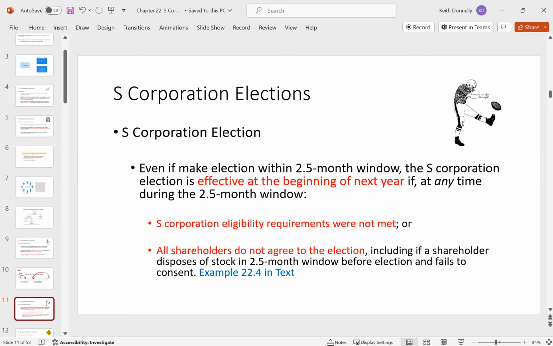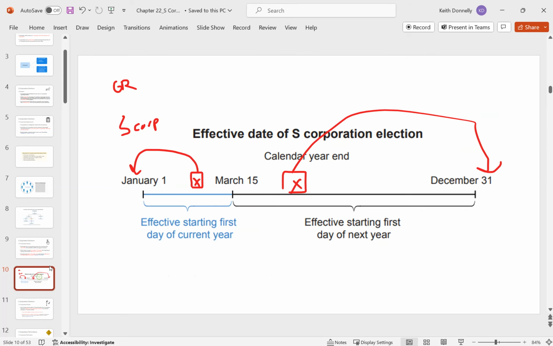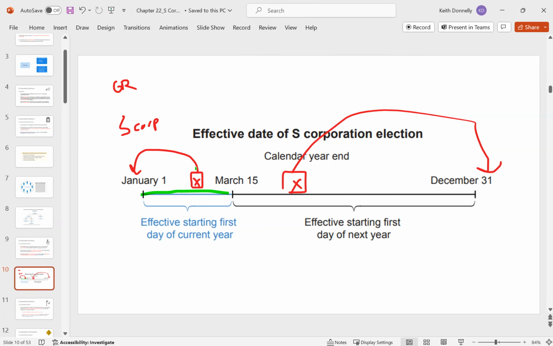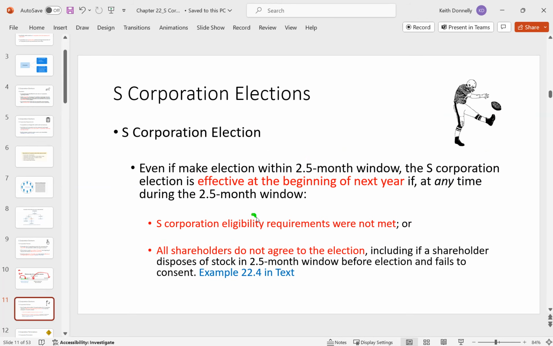Right, so specifically, what's the idea here? Well, if at any time during this 2.5 month window, that's great, you made it in the window, but if at any time during that window you did not meet the S Corp eligibility requirements, so hey, you didn't have 100 U.S. shareholders, maybe you had 110, maybe it wasn't a domestic corporation, maybe you had a C Corp as a shareholder, if any of these violations of that requirement to be an S Corp happen, then they'll punch you into the next year.